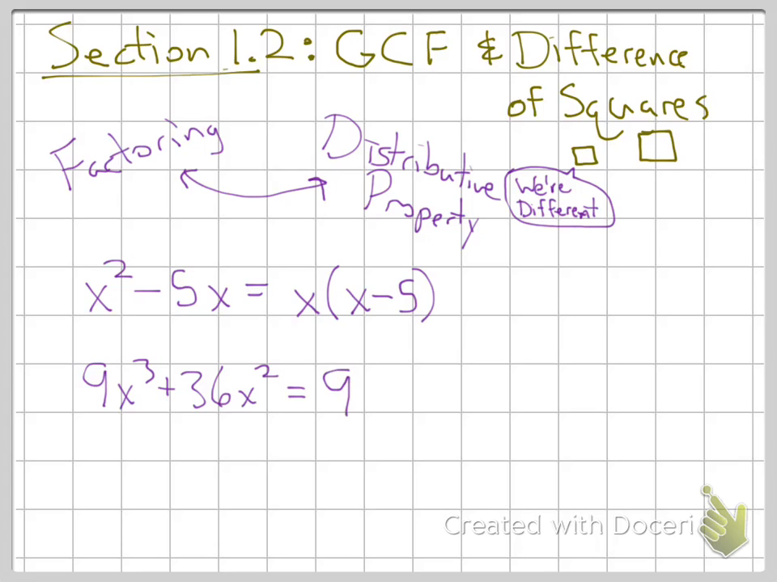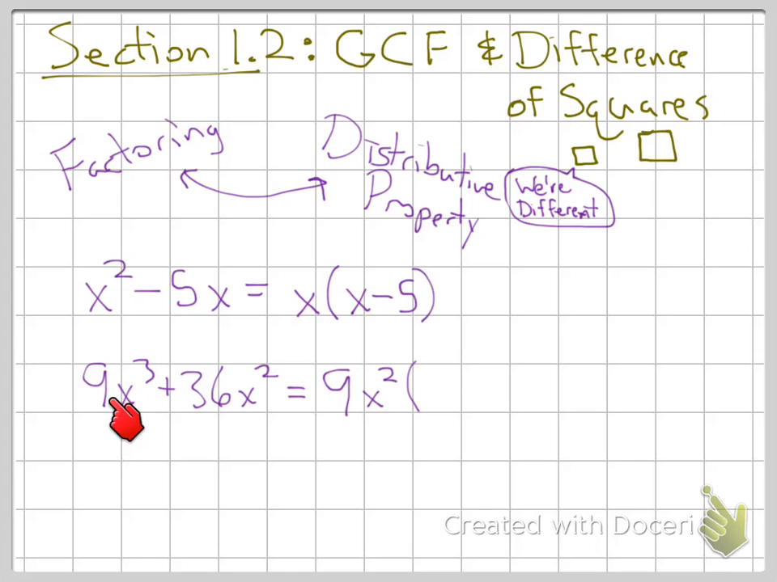So 9 comes out. Now, what is the smallest exponent they have in common? I have x cubed, I have x squared. Okay, how many can I take out? 2. Yeah, I can take out 2. I can take out an x squared. It's not more than the smallest exponent. All right, so I take out 9x squared from 9x cubed.